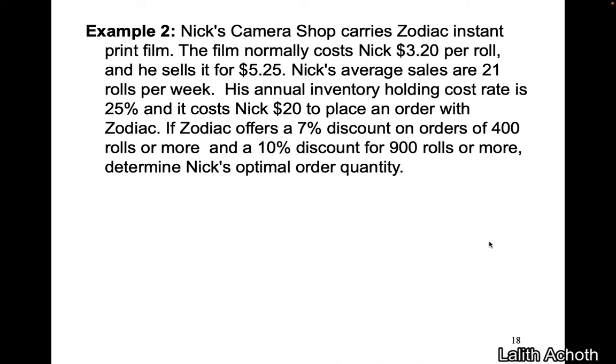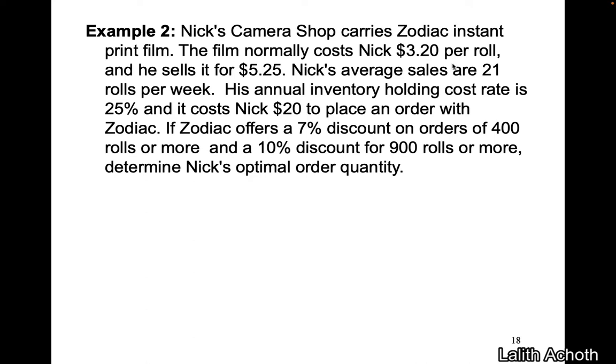Nick's camera shop carries Zodiac instant print film. The film normally costs Nick $3.20 per roll, and he sells it for $5.25 per roll. Nick's average sales are 21 rolls per week. His annual inventory holding cost is 25%, in which case he has to take 25% of 3.2 to calculate the holding cost. And it costs Nick $20 to place an order.